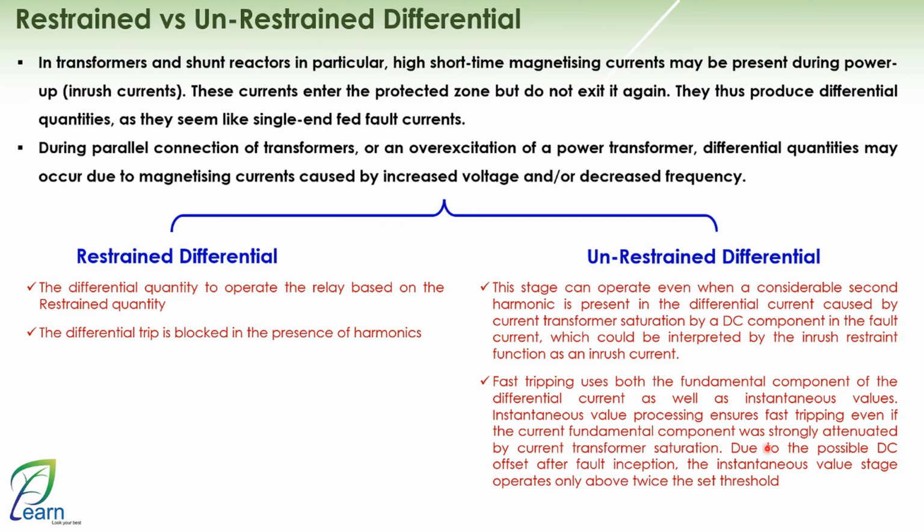And something very important, what is it? It is the DC offset after fault inception in the unrestrained instantaneous value differential. This instantaneous value, in some cases, not all, needs to reach double the value you set, just to take into account the issue that arises after the fault inception.